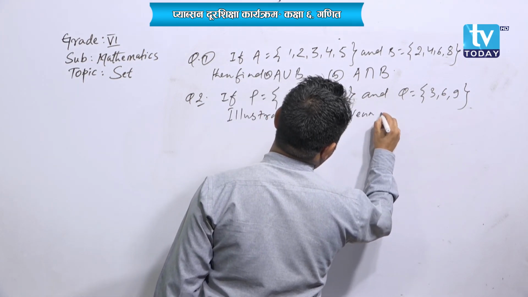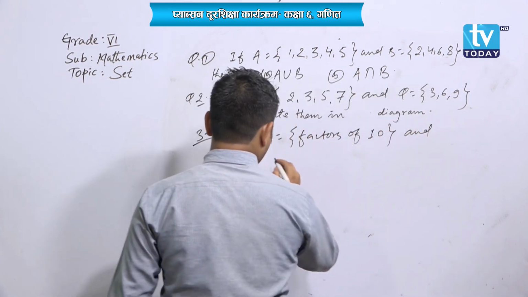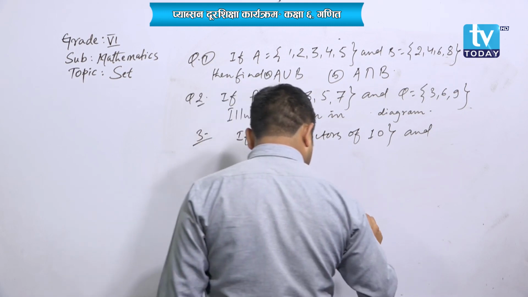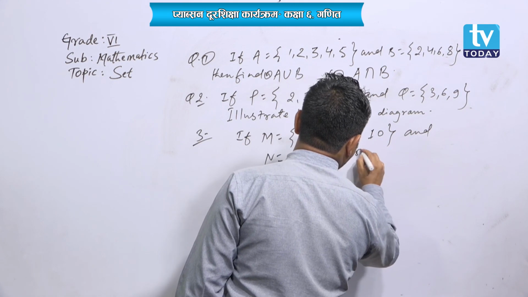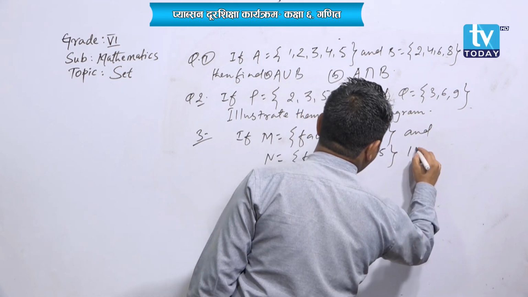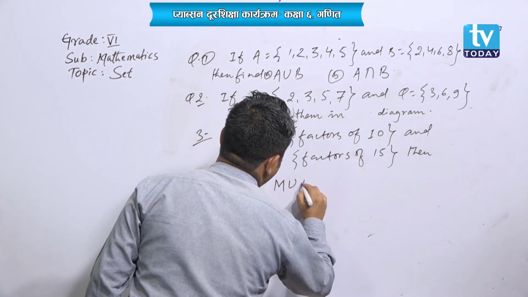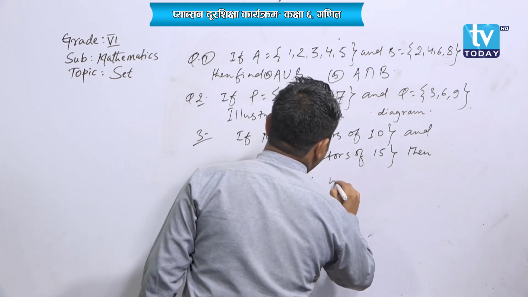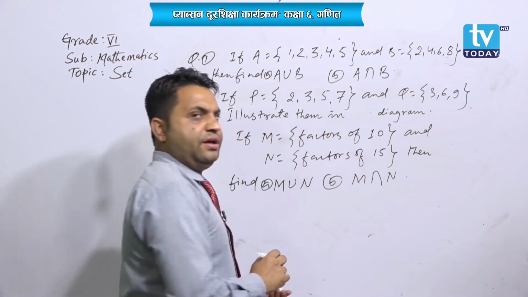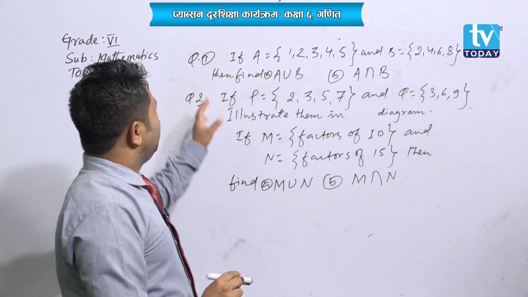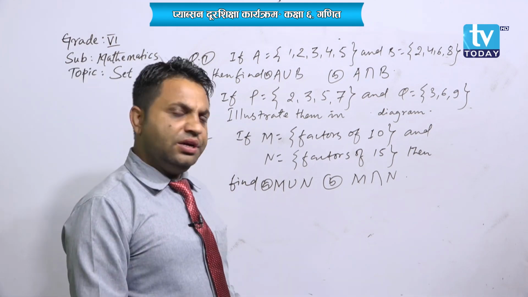Question 3. If M and N are the factors of 15, then find M union N, part A, and part B, find M intersection N. Is it clear? I am leaving these three questions, 1, 2, 3, as home assignment. Okay? Thank you very much.